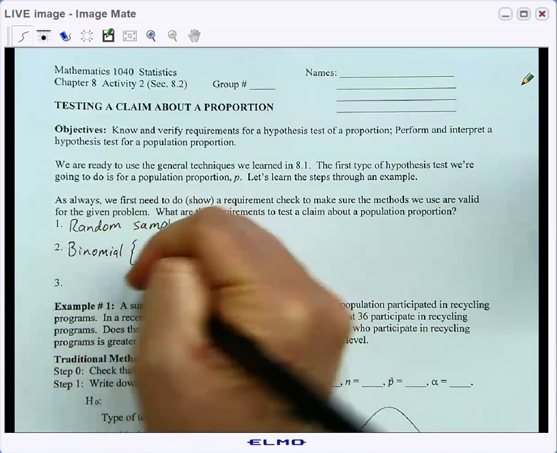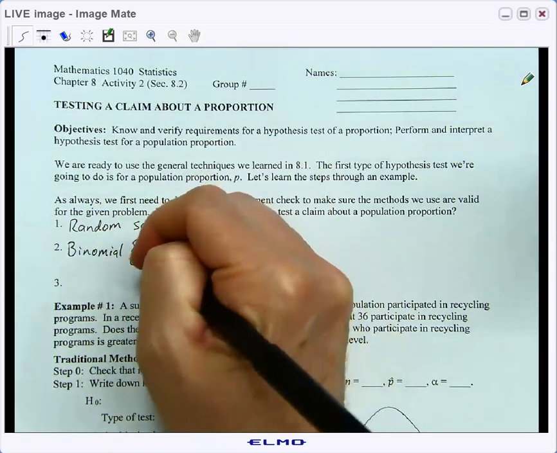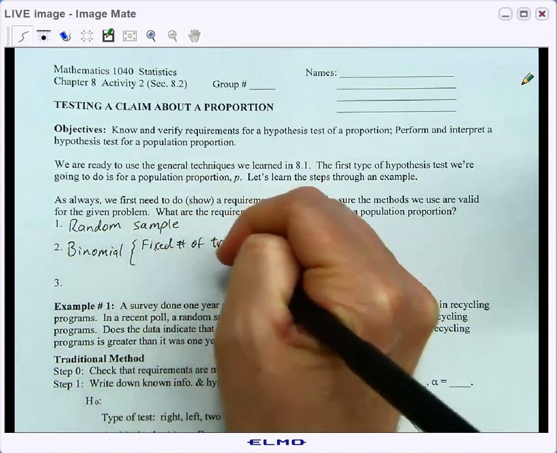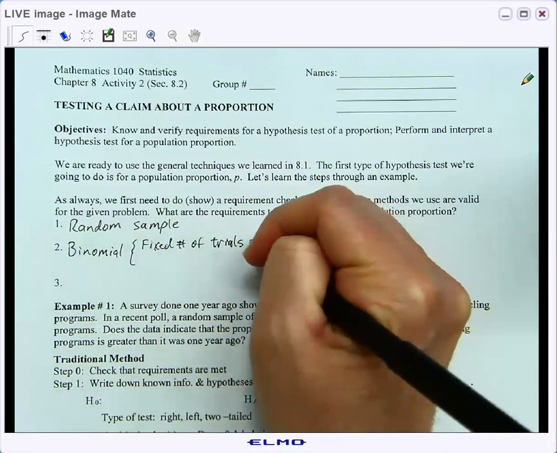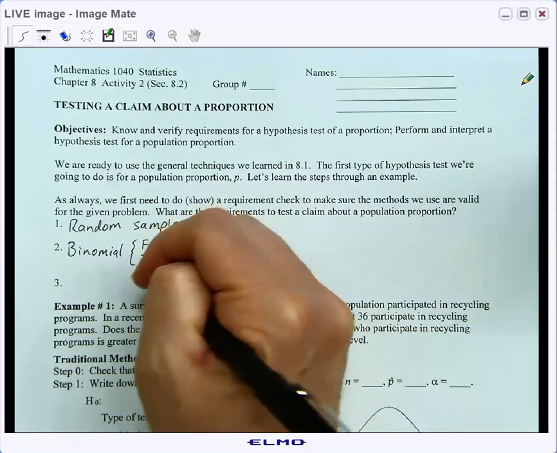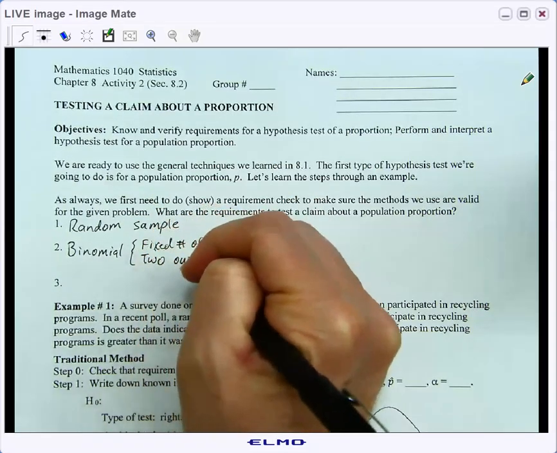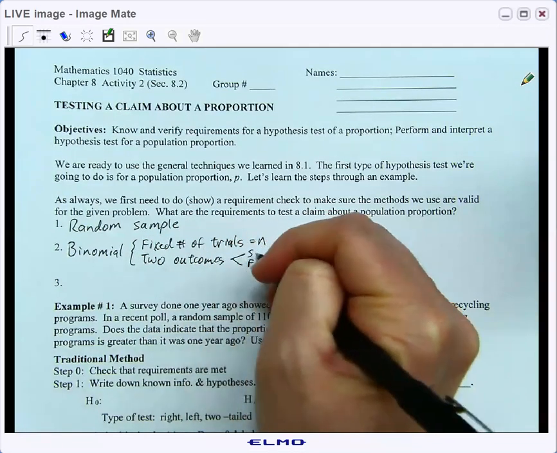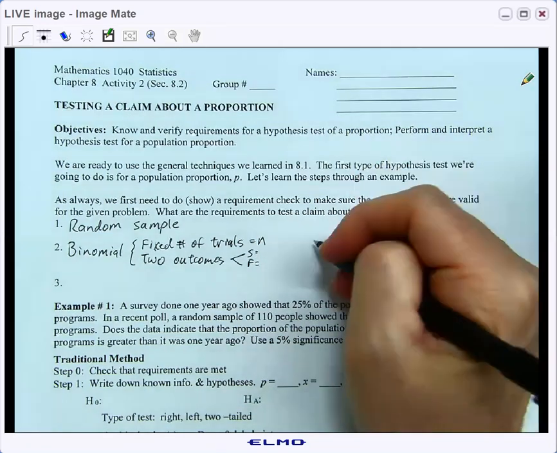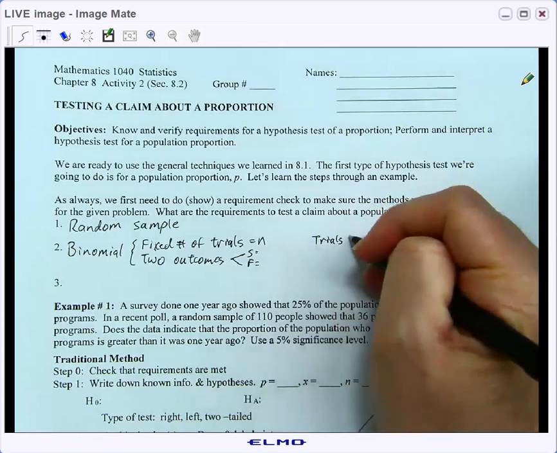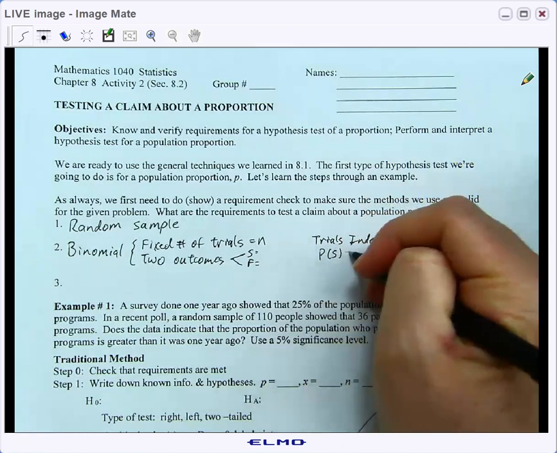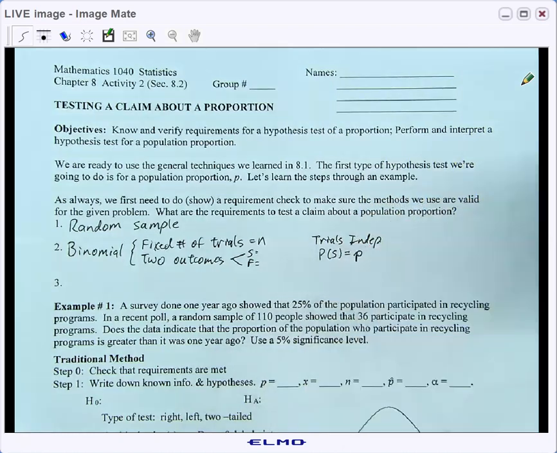And once again, the requirements to be a binomial are a fixed number of trials, which we call n. You must have two outcomes, which we refer to as success and failure. They just mean category 1 and category 2. And finally, our trials must be independent so that the probability of success is a constant across all trials, little p.